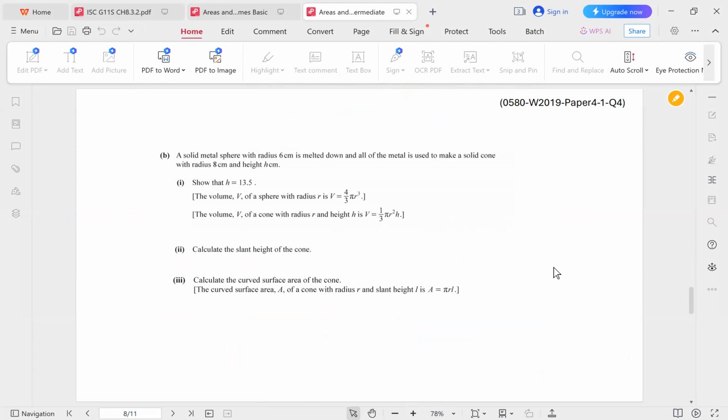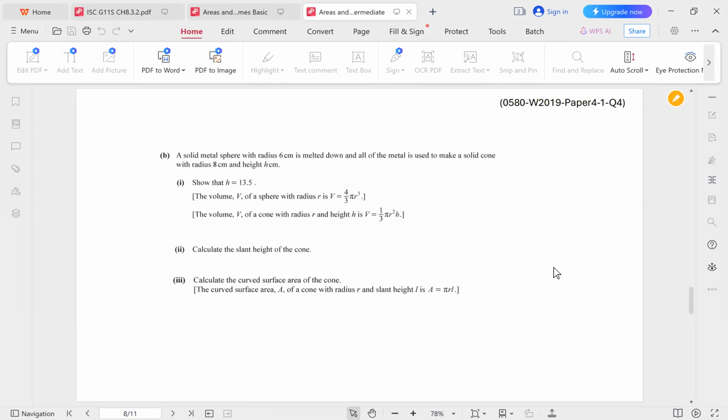A solid metal sphere with radius 6 is melted down and all of the metal is used to make a solid cone. Again, solid being melted, that means that the volume has to be the same. And we are required to find H, or to show that H is 13.5. So let's get the volume of each.